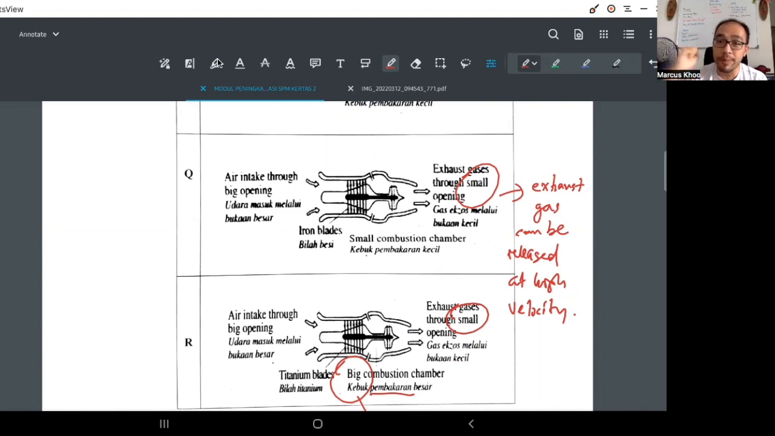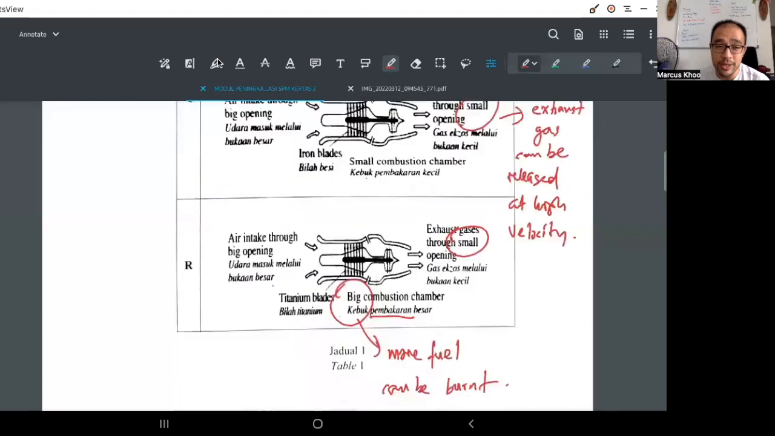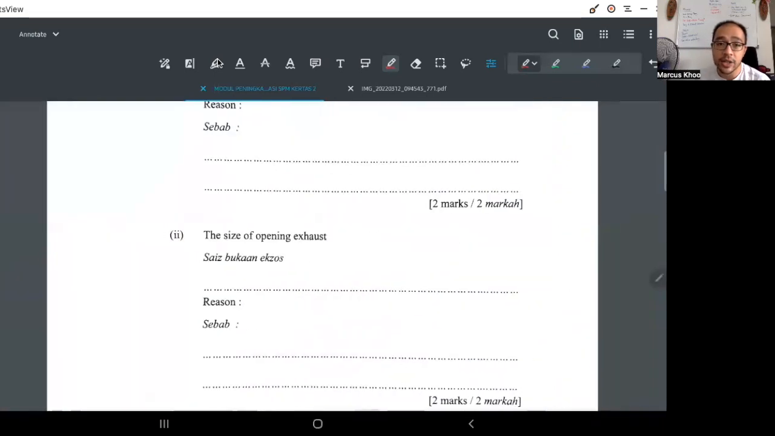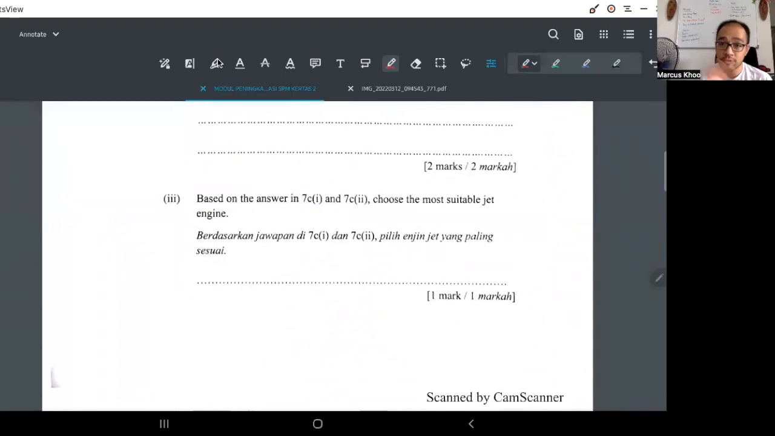Okay, so we want a big force, so we want to have a small hole so that the exhaust gas will be pushed out fast. So obviously the best choice here will be R. Okay, so R will be the best choice. Don't have to say the reason.